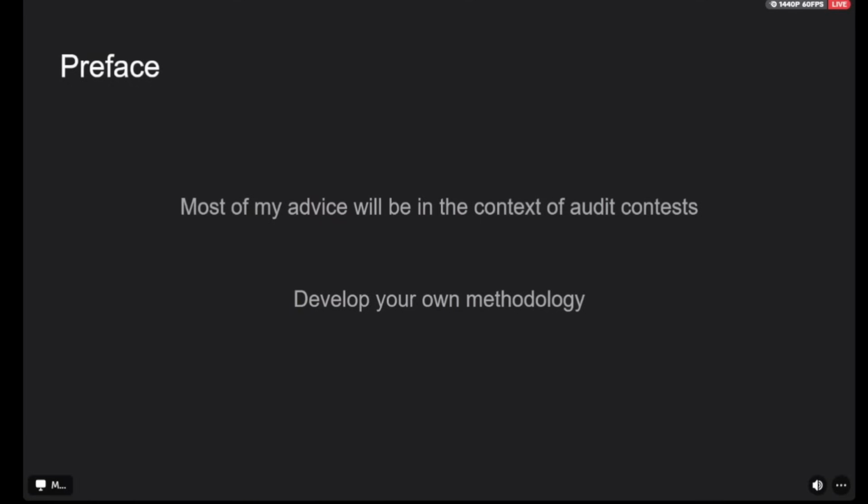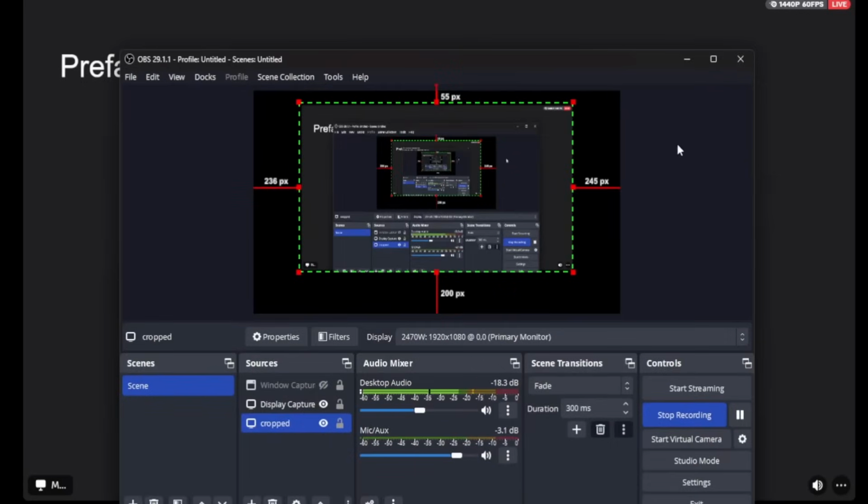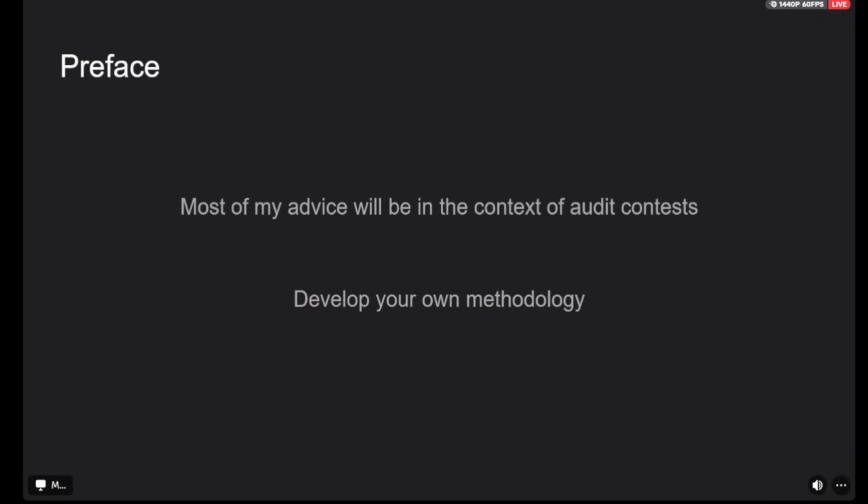The preface to this is I'll be talking about my audit methodology, but firstly, everything will be in the context of audit contests and maybe just applicable to audits themselves. But don't try to take this methodology and apply it to bug bounties, because this is not going to work. There's a completely different way to do bug bounties that will not work for audit contests and will not work for audits, and vice versa. And secondly, please don't try to straight up copy what I do, because this is something that works for me. It might not work for you.